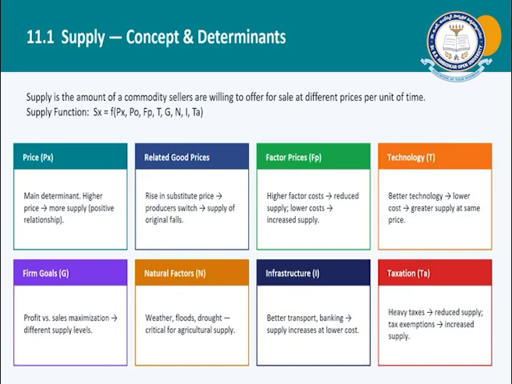Another is G, the firm goals: profit versus sales maximization at different supply levels. Okay, so this also becomes the firm's goal, like whether you want to maximize your sales, that means more quantity you want to sell, or it doesn't matter what quantity you sell, but you want to maximize your profits, is a matter of concern.